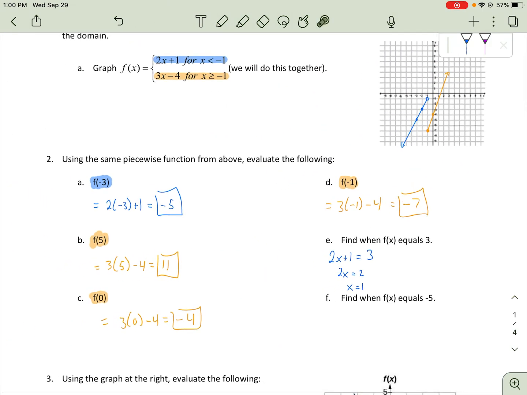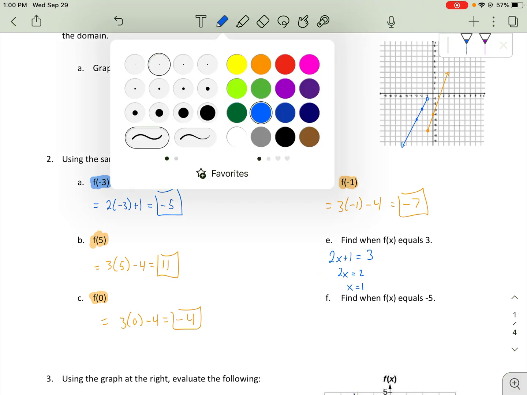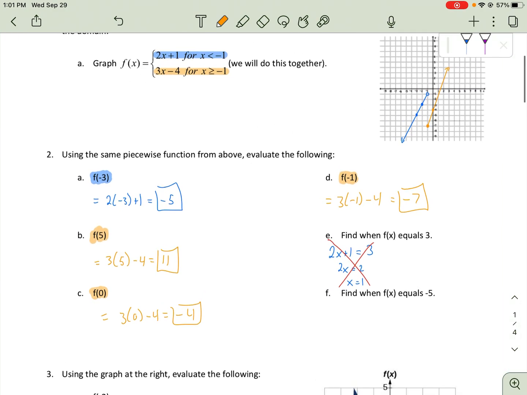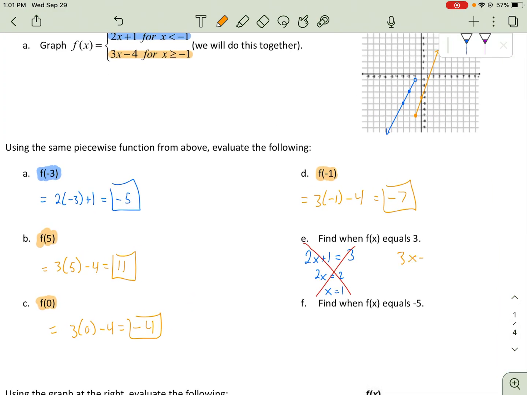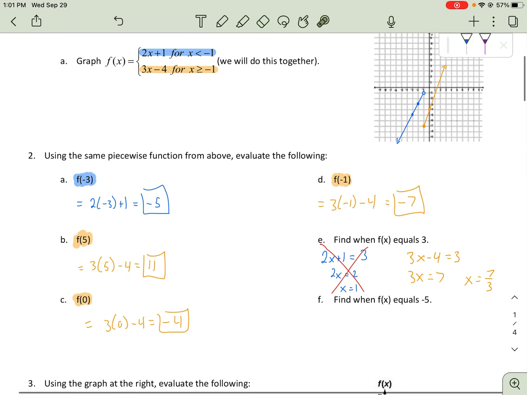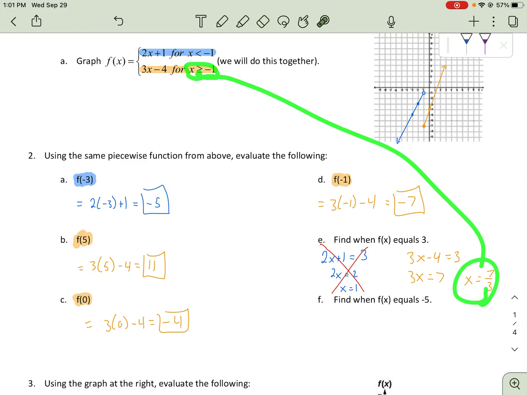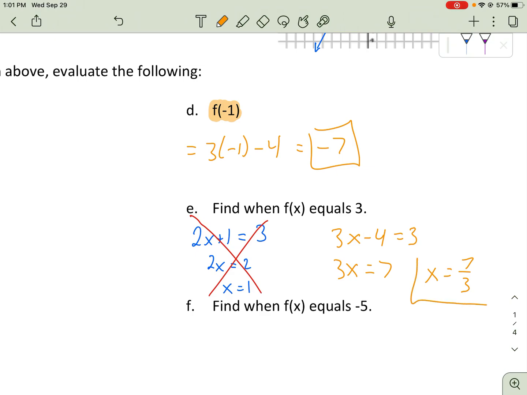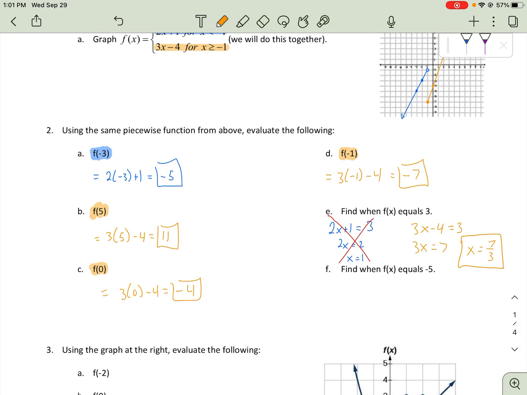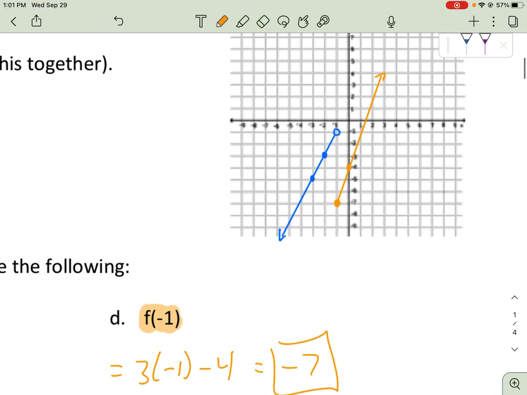Now check that. X equals 1, does that fit in our blue piece? No, because x has to be less than negative 1, and we got an answer that was bigger. So this one doesn't actually work. Let's try it with the orange piece, because it's possible it doesn't work for either. Now we want to do 3x minus 4 equals 3. And you get 3x equals 7, which gives us x equals 7/3. Does 7/3 meet this criteria? Is it bigger than negative 1? Yes, it is. So x equals 7/3 is a solution that works. It's a point on the graph. When x is 7/3, y is 3. That would be a point on the orange graph somewhere.